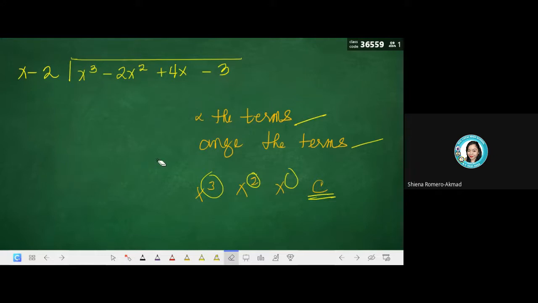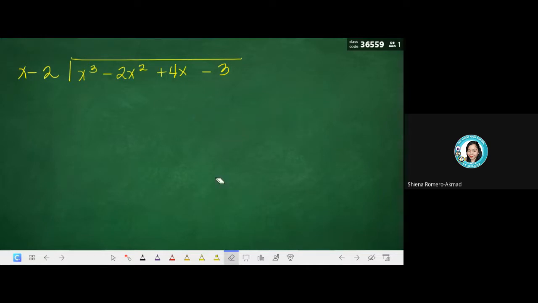Okay, so let me erase again. So we will proceed now. Parang unti-unti na ubos yung estudyante ko. Paubos na. Hindi na kaya. Sige, lower your hand. Lower your hand.